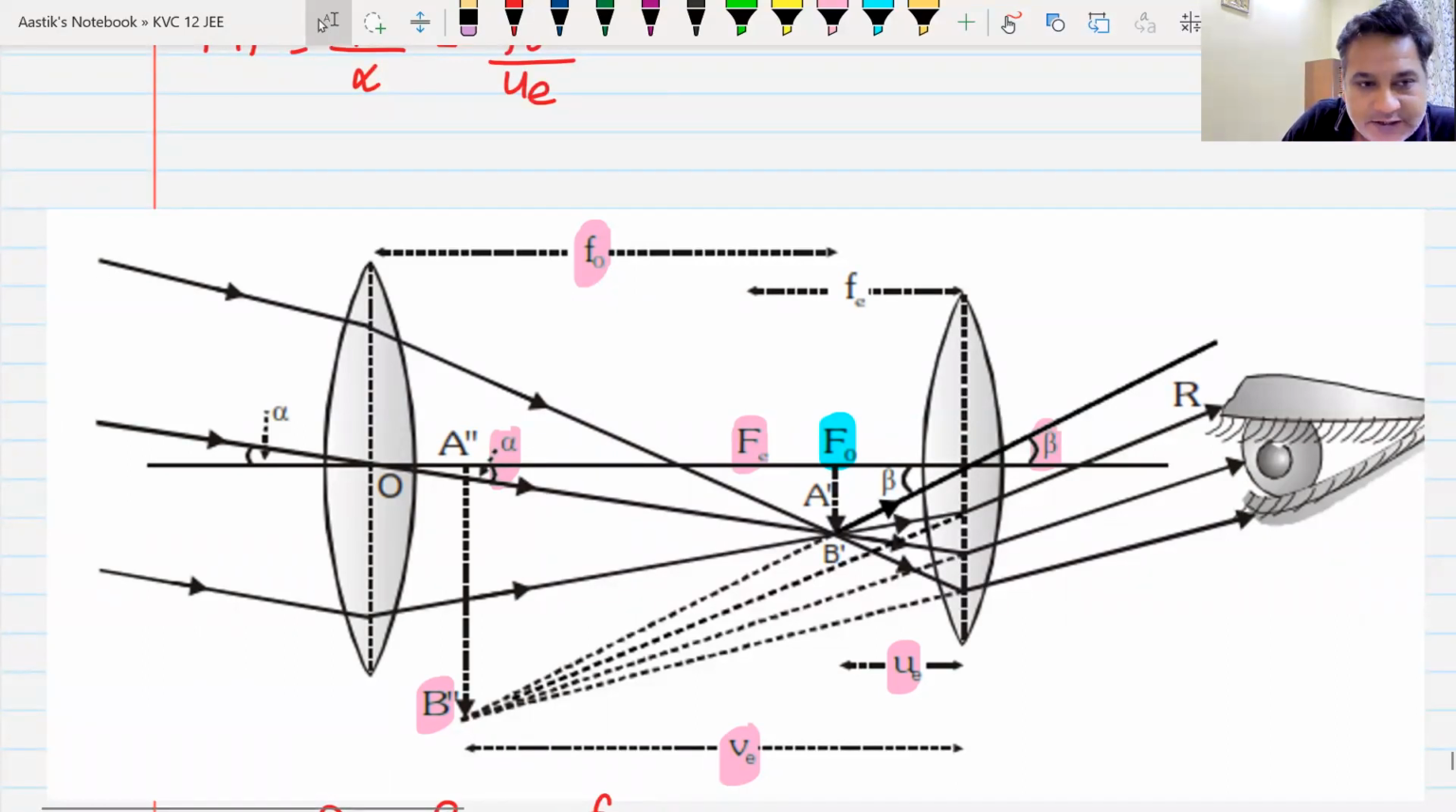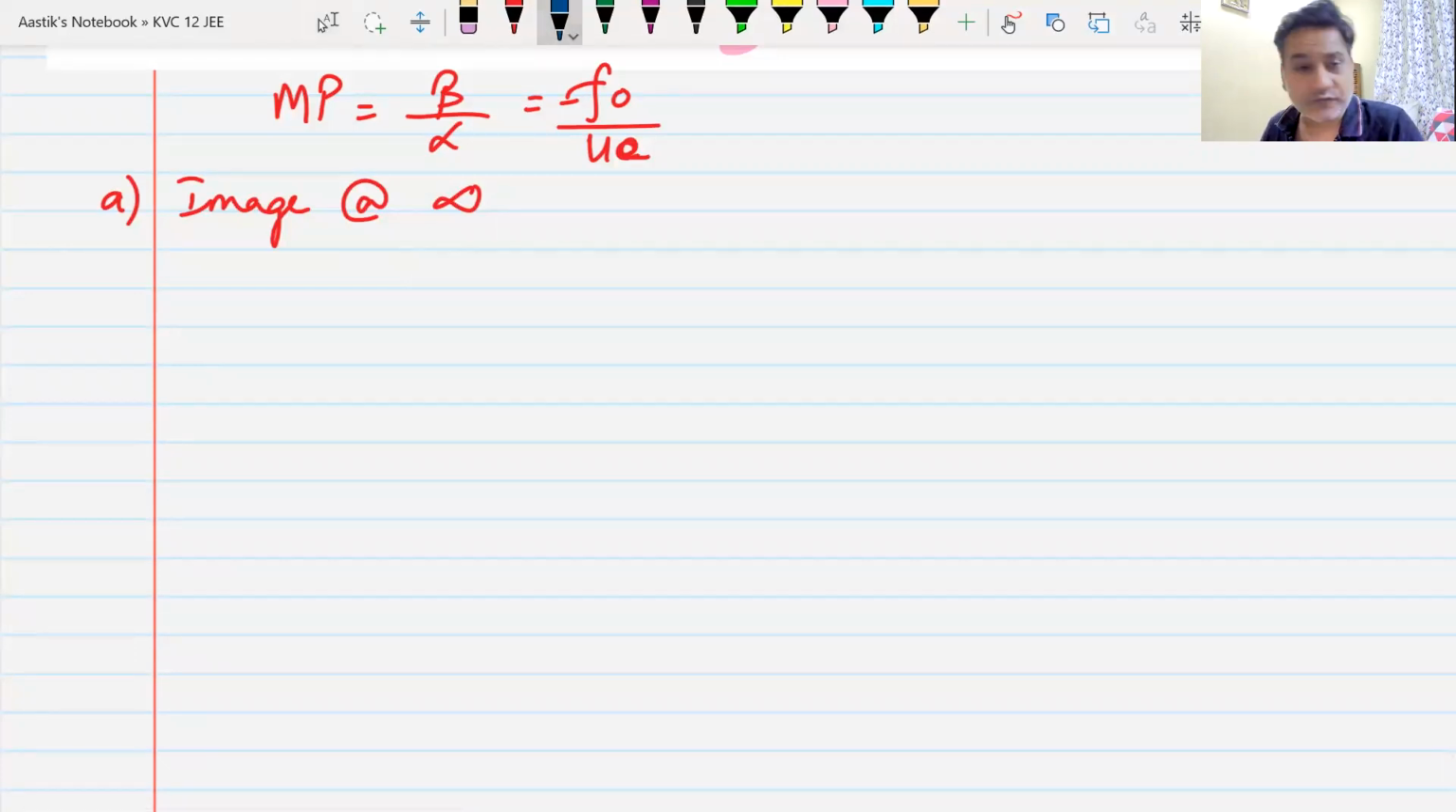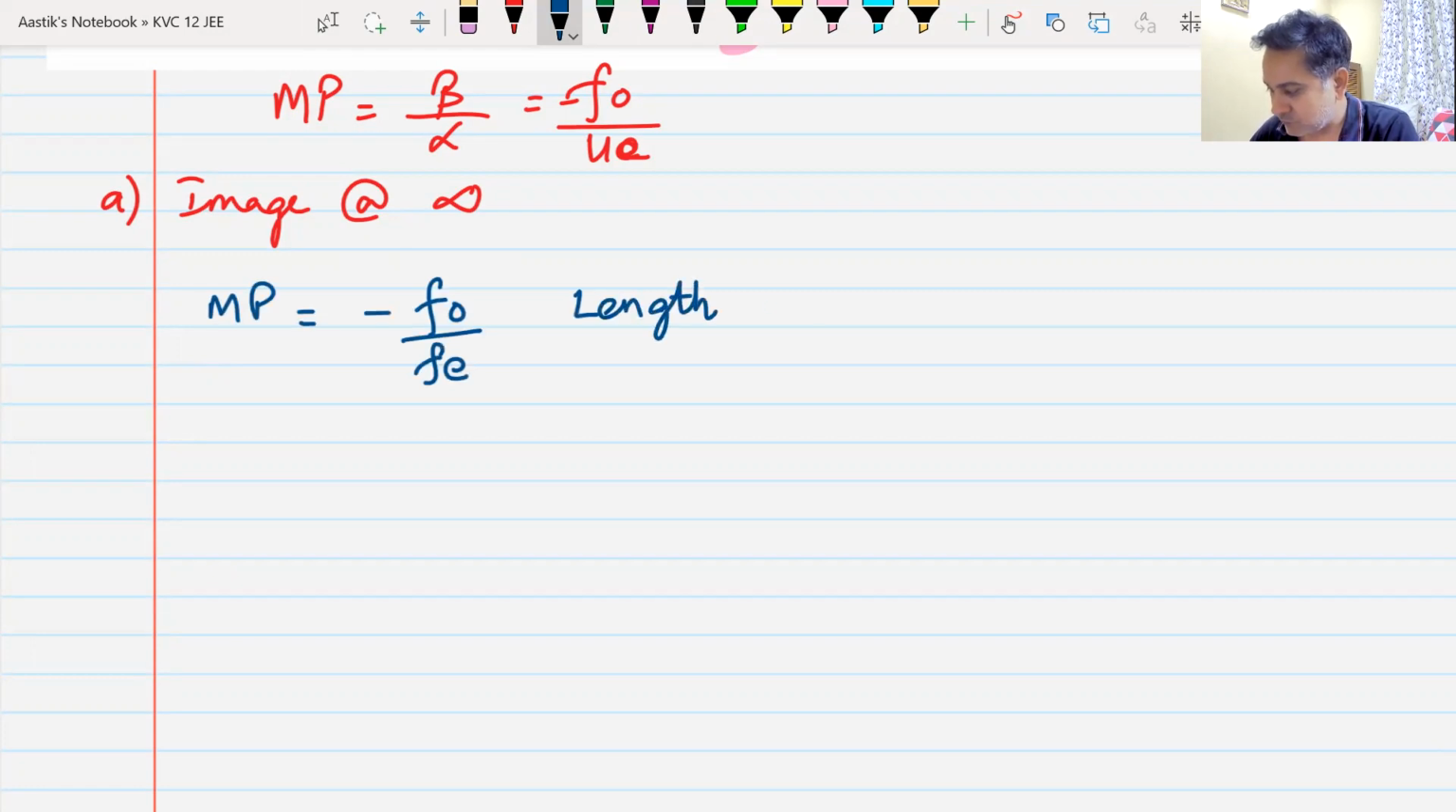Okay. Then we have got to see that the magnifying power is minus f naught by UE. First case will be image formed at infinity. Again, you have to find out the value of UE. UE will be equal to FE. So in that case, the magnifying power will become minus f naught by FE. Yes or no? We agree on this? And length of the tube, let us finish the formulas here. Length of the tube will become f naught plus fe. We all understand this?